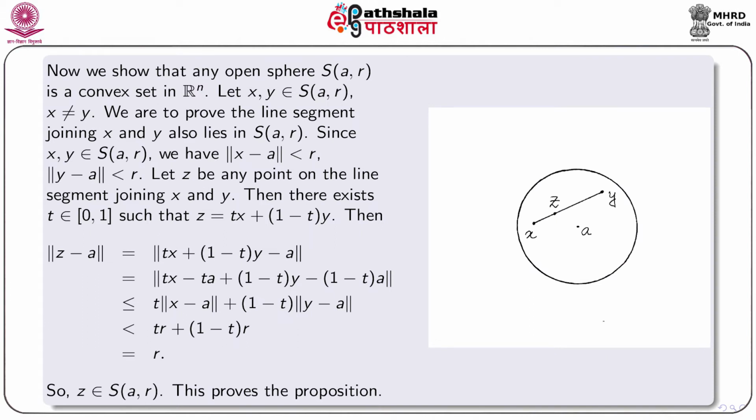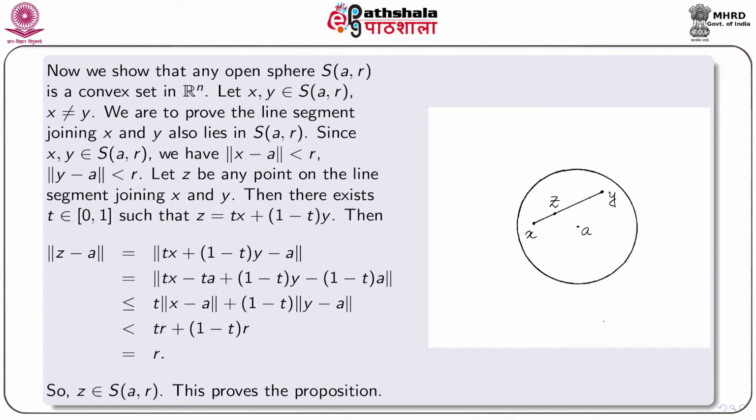Now, we show that any open sphere S(a, r) is a convex set in R^n. We recall by the symbol S(a, r), we mean the open sphere in R^n whose center is at a and radius is a positive real r. Let x, y be two distinct members in S(a, r). In order to prove that S(a, r) is convex, we are to prove that the line segment joining x and y is also in S(a, r). Since x and y are members of this open sphere, we must have norm of x minus a as well as norm of y minus a both less than r.